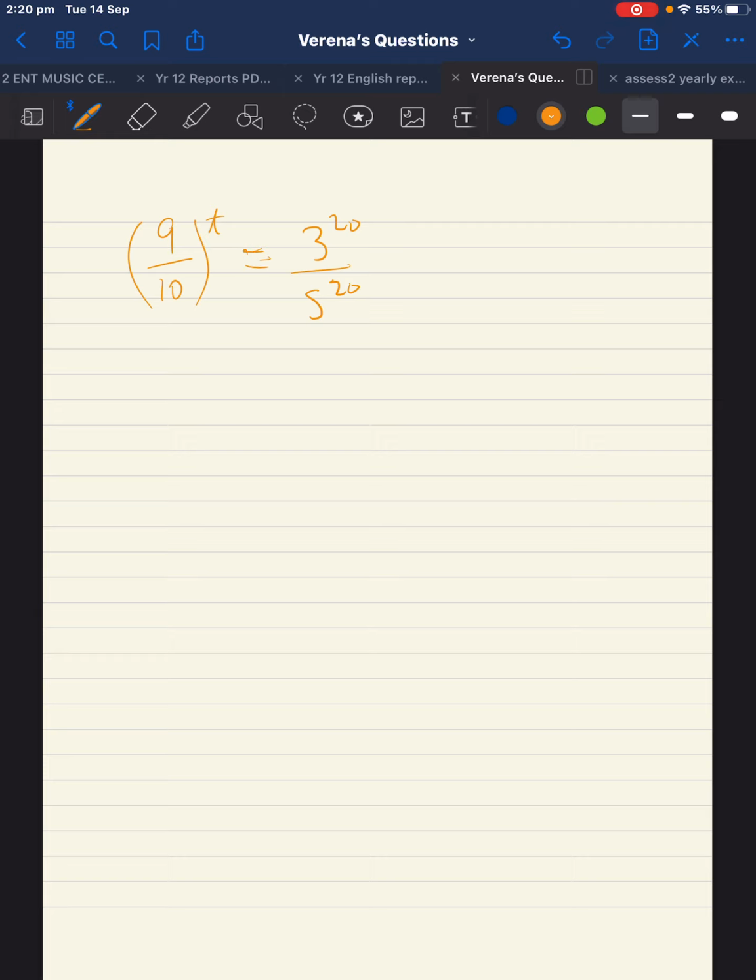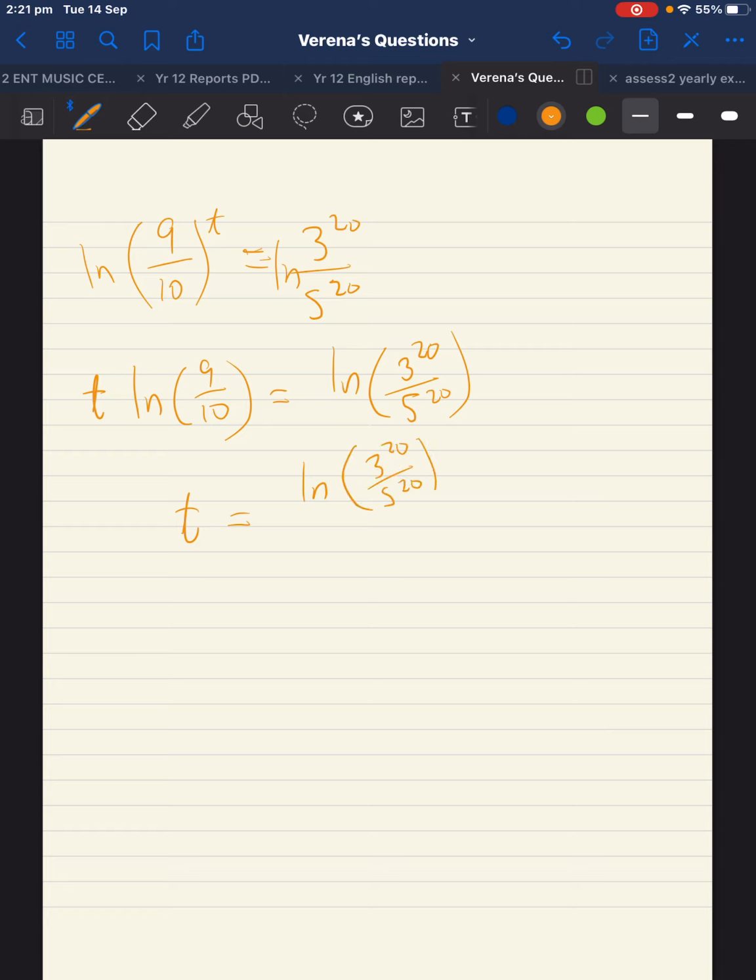Now we're trying to find the value of t. Nice and simple. We're going to log both sides. I did log to the base e, but you could use log to the base 10, or you could use log to the base anything you wanted, really. Bring that t down the front. And so t will be the log of this all divided by the log of this. Type it in your calculator, press equals.